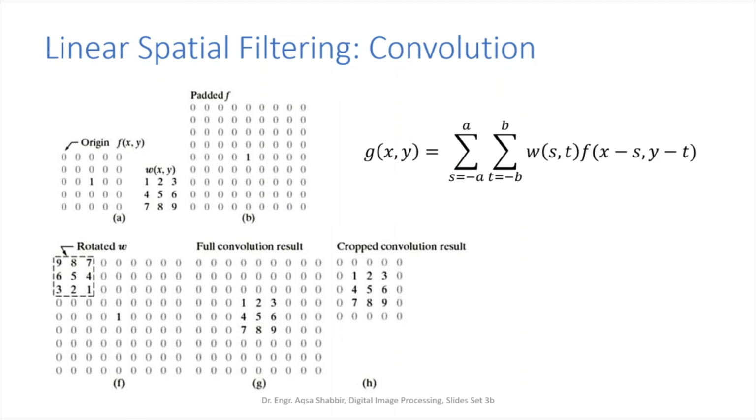Lastly, it is again noteworthy that convolving a filter W with a discrete unit impulse gives on the output the filter W as it is. Now, using correlation or convolution for performing spatial filtering is purely a matter of preference.